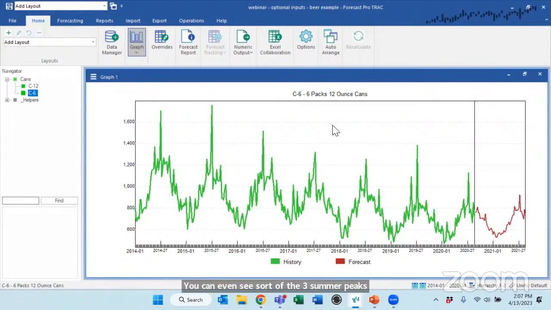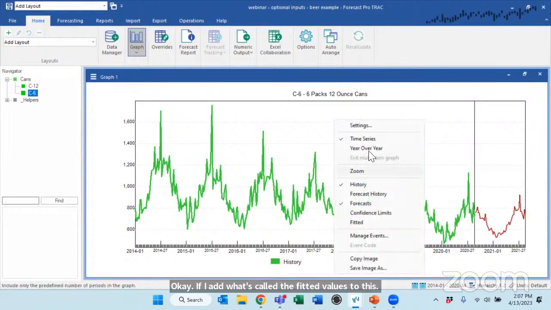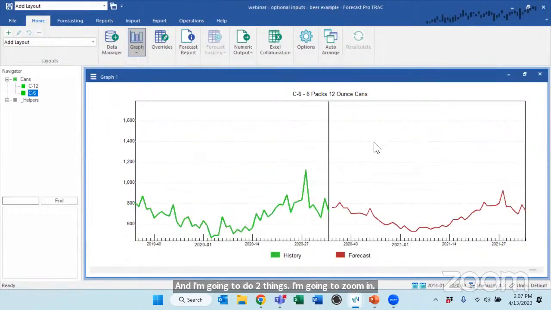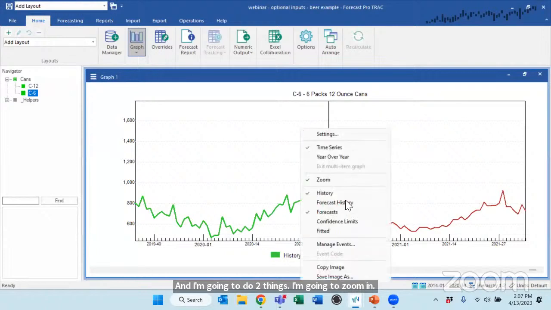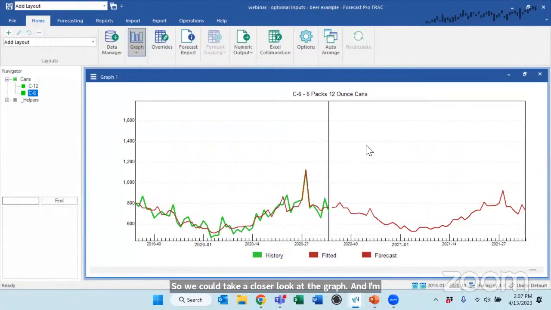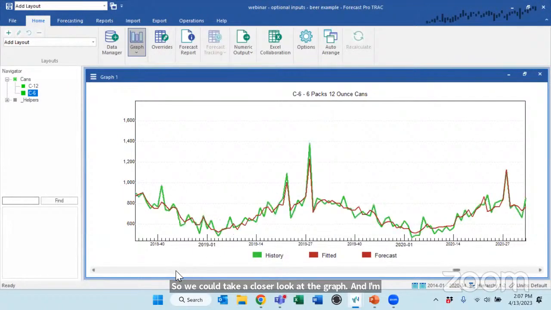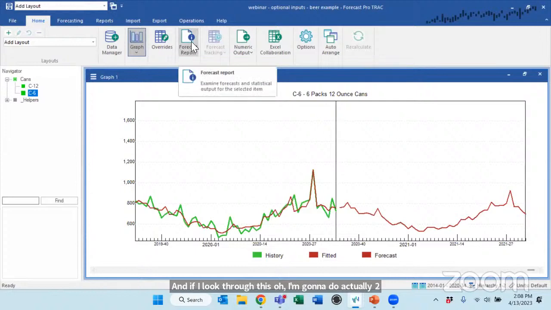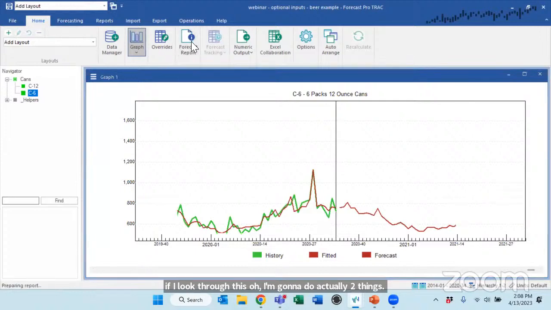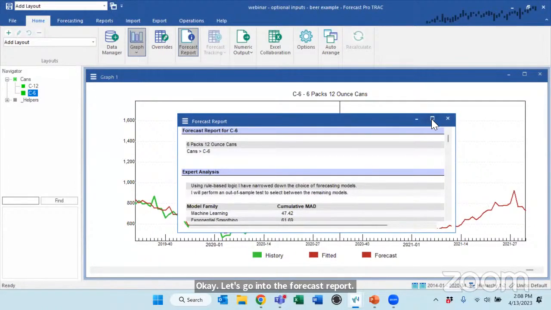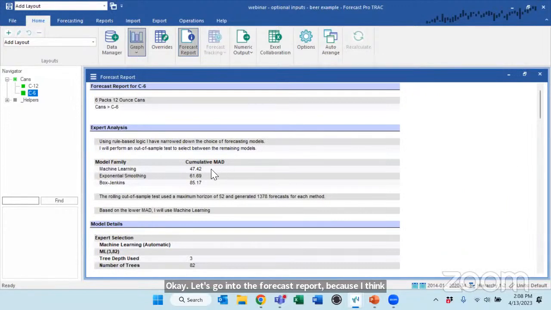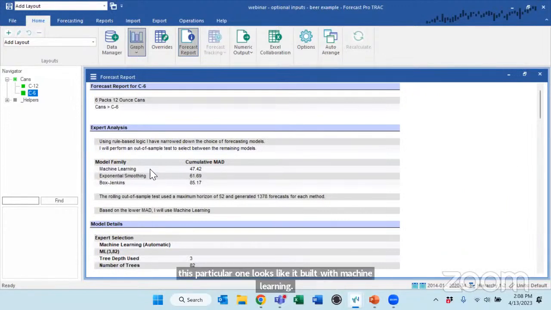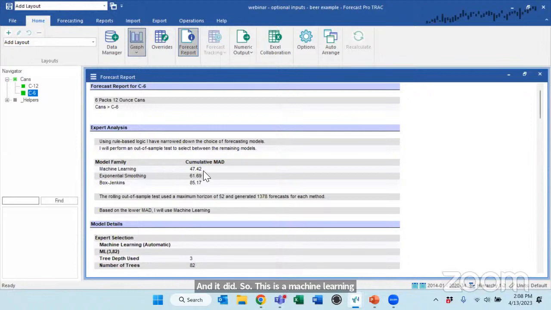If I add what's called the fitted values to this, I'm going to zoom in, so we can take a closer look at the graph, and add the fitted values, which shows how well it tracks. Okay, let's go into the forecast report, because I think this particular one was built with machine learning, and it did. So this is a machine learning forecast.